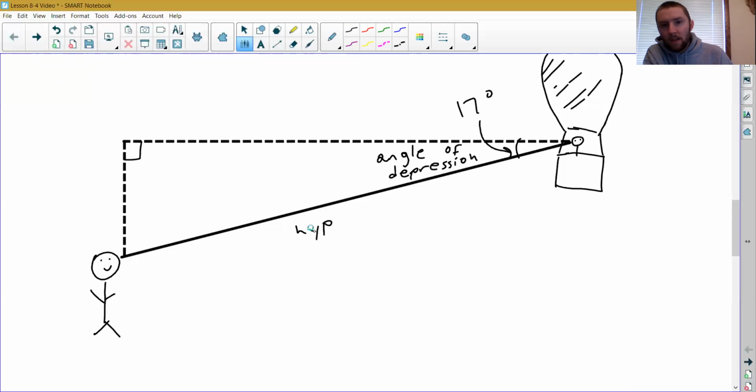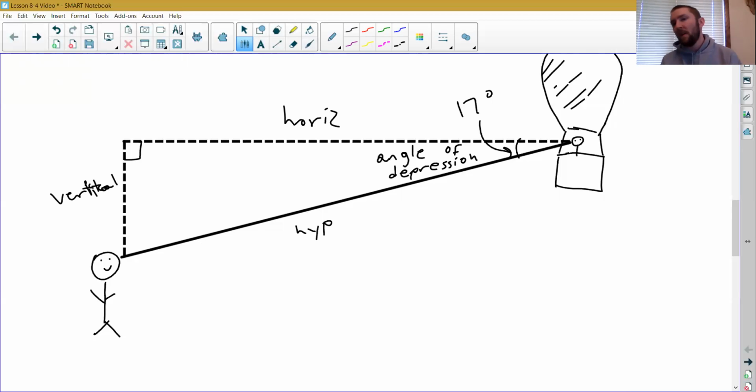Right? So the straight line distance from one person to the other is the hypotenuse. The horizontal distance, like across the ground, like how far apart are these people horizontally, would be this side right here, right? This would be the horizontal distance. And then this is the vertical distance. So like how far above this person is that hot air balloon, right?